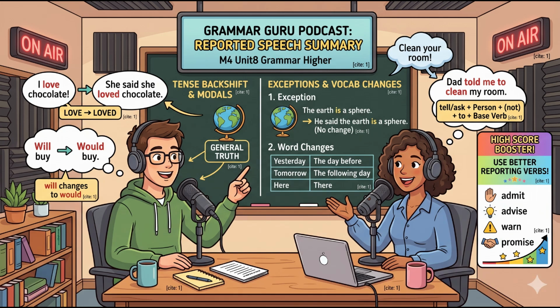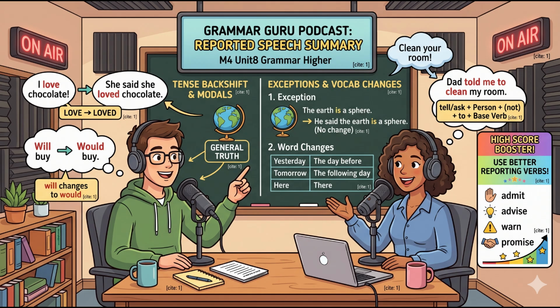You know that childhood game, telephone? You whisper a secret to the person next to you, and by the time it reaches the end of the line, "I like chocolate" turns into "Mike fights an octopus." Right, which is funny when you're 7, but a total disaster if you're trying to accurately relay a crucial piece of information. Exactly. And that is the mission for today's deep dive.